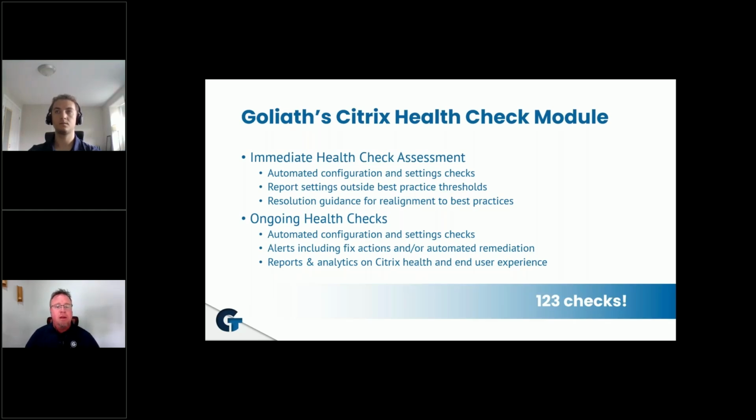So what we're talking about here is an automated health check module. And this is something that's going to provide both that immediate, that point in time that we talked about that is a typical health check, but also ongoing health checks. So we're talking about things like automated configuration and settings checks across the entire Citrix environment and the broader end user experience, reporting on settings that are outside of best practices, and then also including resolution guidance so that you can then remediate, get things back on track.